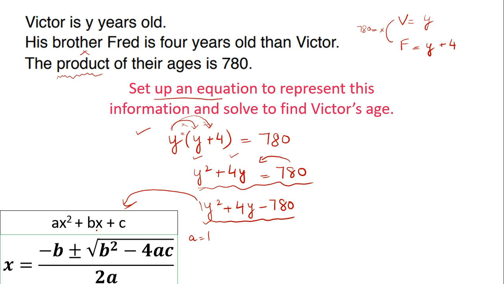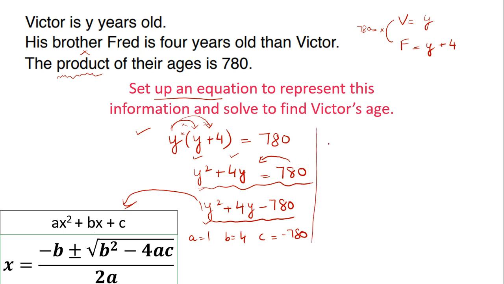Now for bx, what's corresponding to bx? 4y is corresponding to bx, which means that b is supposed to be 4. And then my c is the number that is standing alone, which is negative 780. So a is 1, b is 4, c is negative 780.